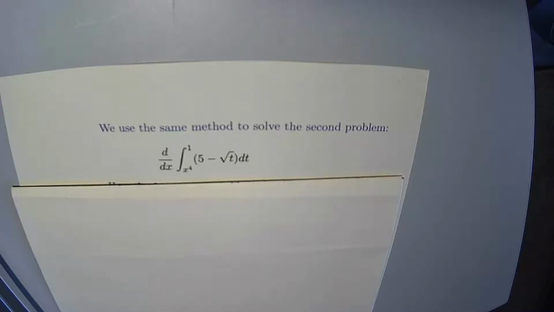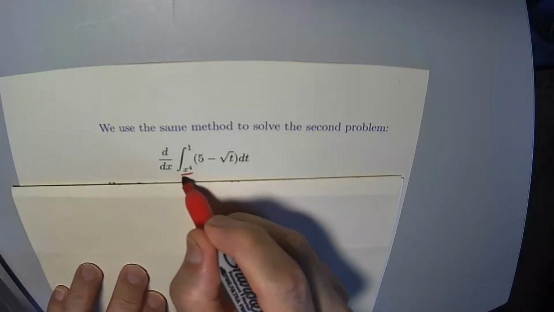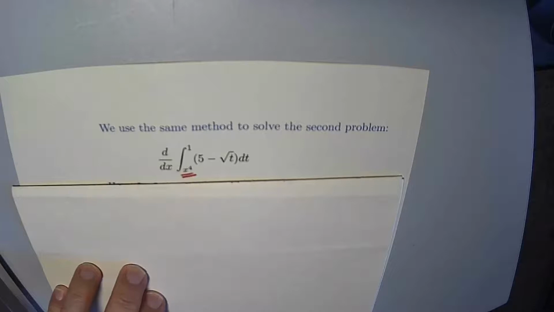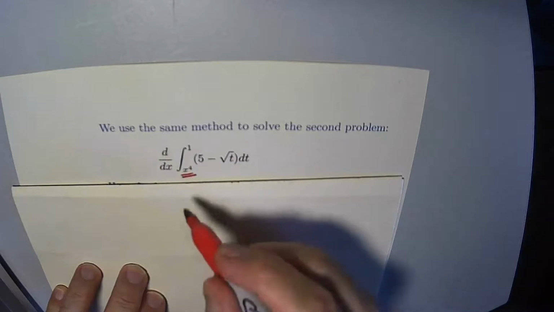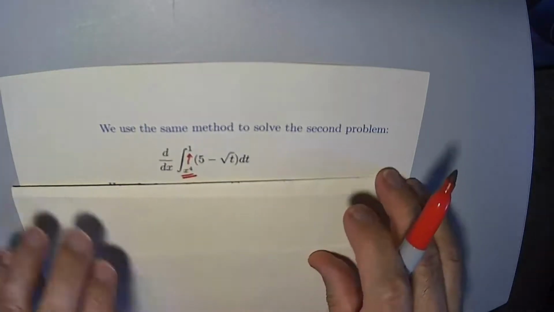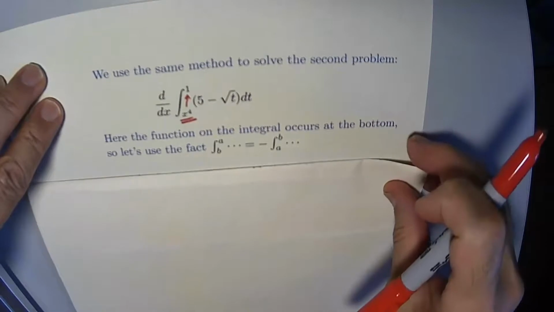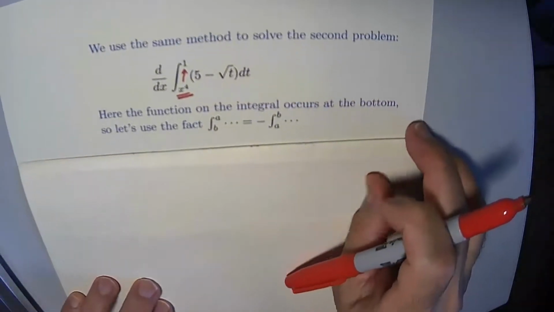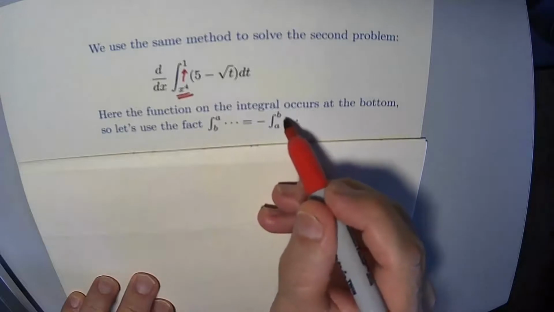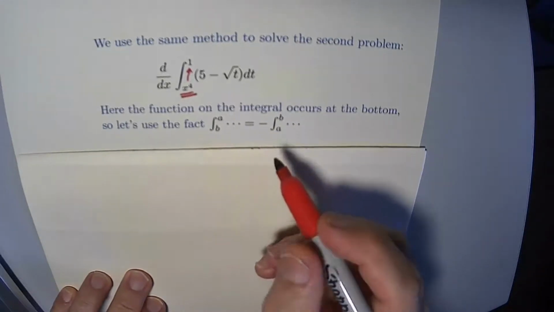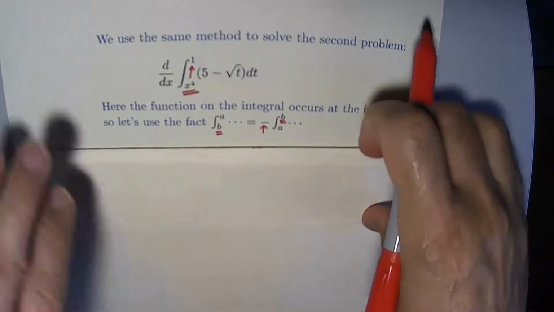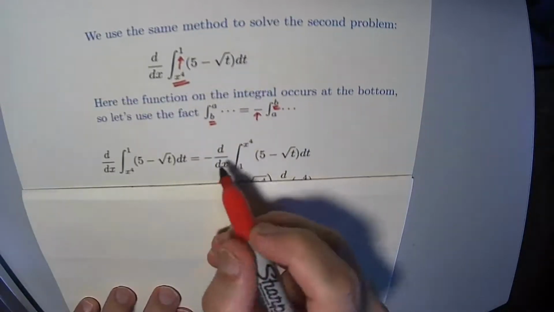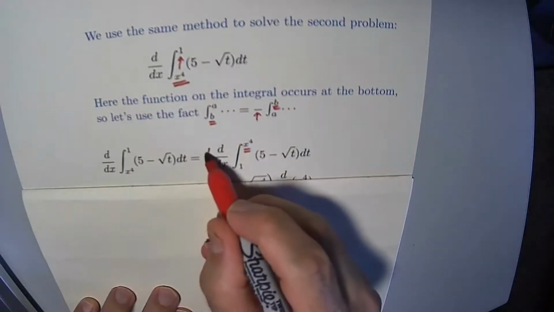Okay, let's take a look at the second problem, where we have the function on the integral down below. In order to use the method that we just discussed, this has to come up to the upper limit. For this we use the property of integrals that says switching the order of limits of the integral is going to give us a negative sign. So we'll do that for this problem. Put x to the 4 on top, get a negative sign.